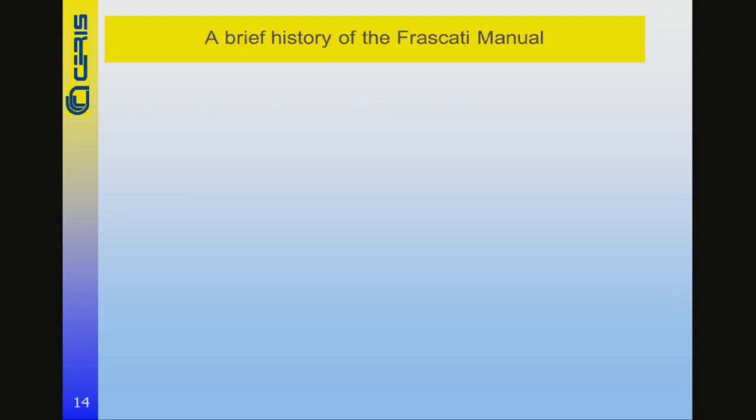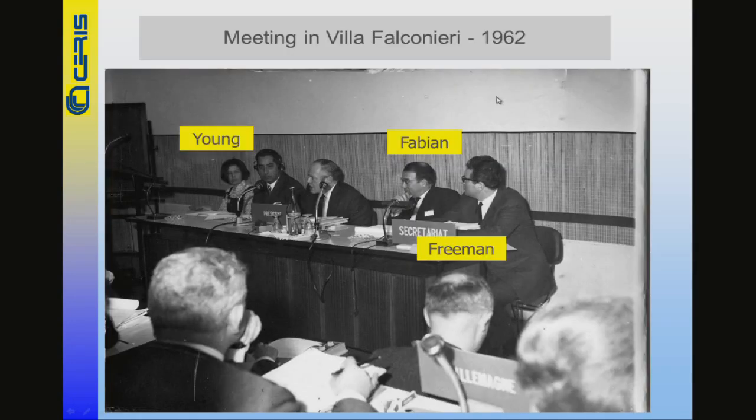A brief history of this Frascati Manual comes to the first picture that we have here. That was the meeting in 1962. Everybody knows what Frascati is. It happened to me that somebody thought that Frascati was the name of the person that wrote it. Frascati is a town near Rome in Italy. And this is the first picture.